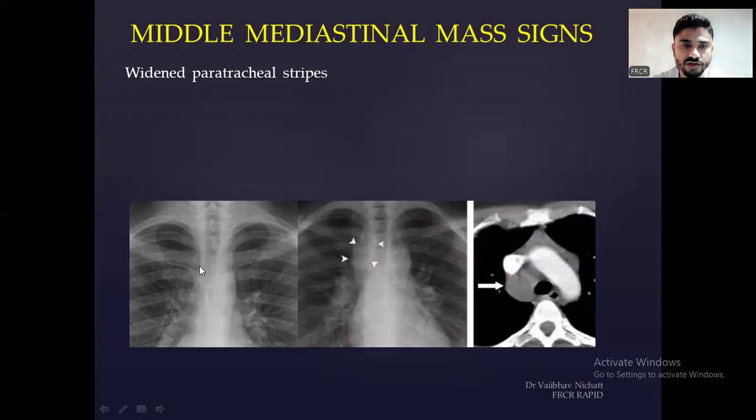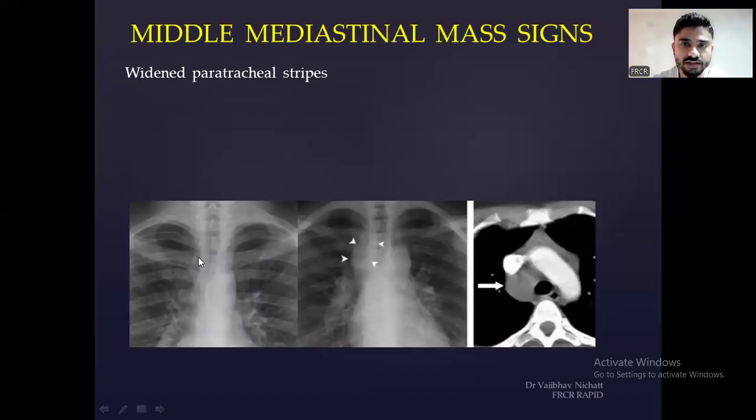And the thickness of the right paratracheal stripe should be less than 5 millimeter. If it is 5 millimeter or more than 5 millimeter, then you can think of some pathology which is situated at right paratracheal location, most likely an enlarged lymph node.